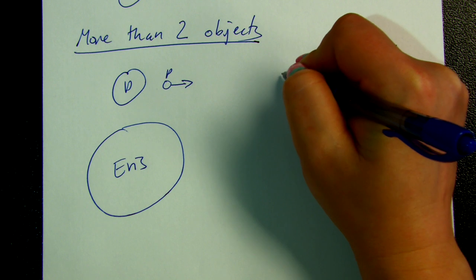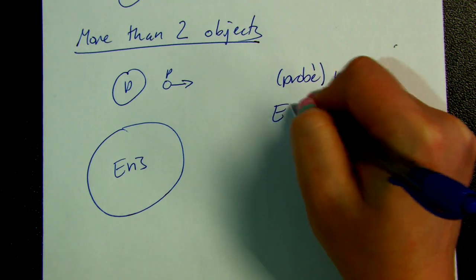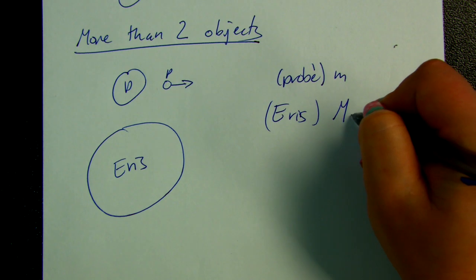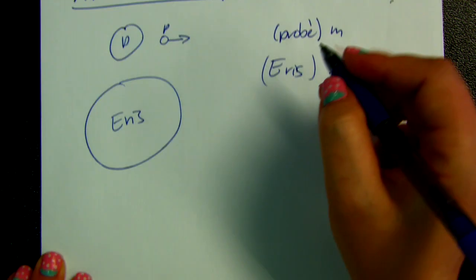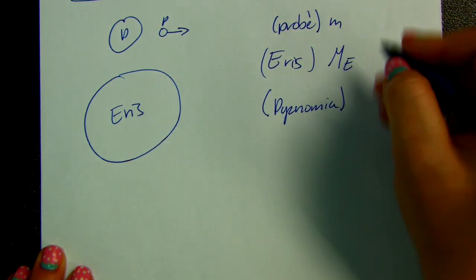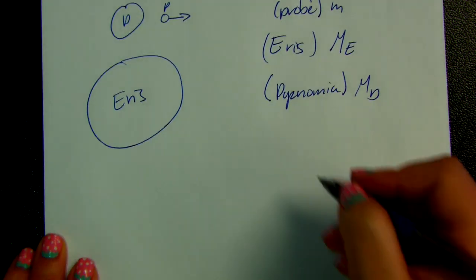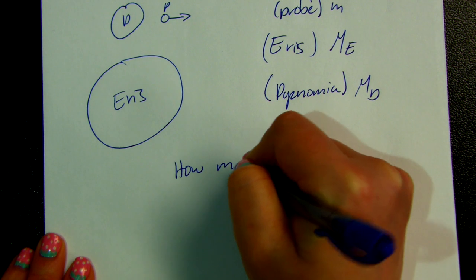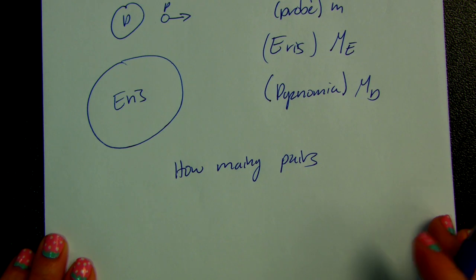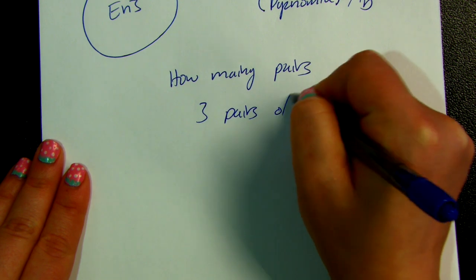We've got our probe that has mass m. We have Eris, which has mass capital E sub e. And we have the mass of Dysnomia, which has mass capital E sub d. All right, so how many pairs do we have? So each one of these objects will have potential with the other 2. So that makes a total of 3 pairs of objects.